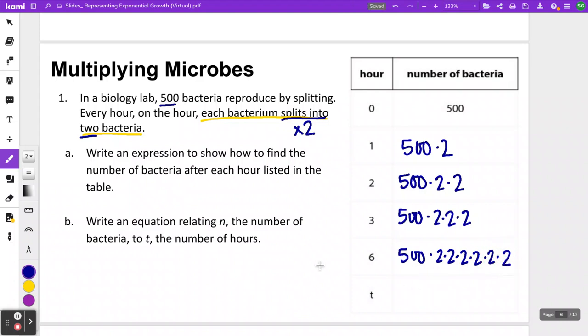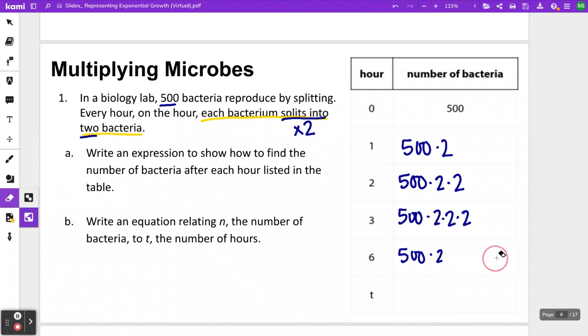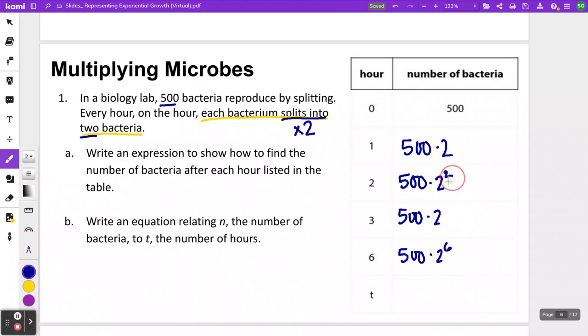At this point, hopefully you realized multiplying by 2 again and again and again takes a long time. There is an easier way, and that easier way involves an exponent. So I could just say times 2 to the 6th power. I could do that for these other ones here. Hour 2 and hour 3 would be 2 squared and 2 cubed. You might have also come up with some of those answers, which is totally fine. We will use those later.